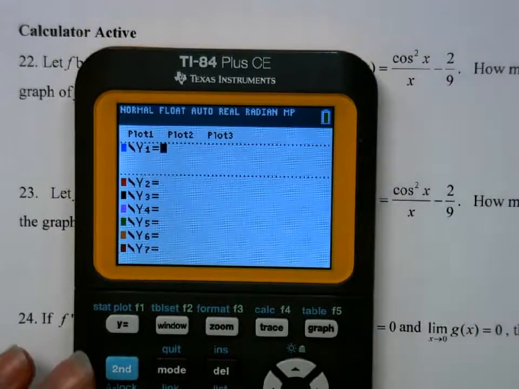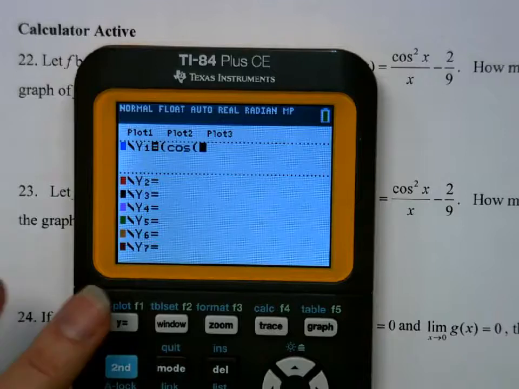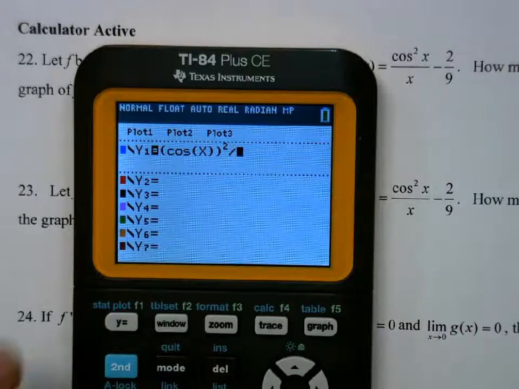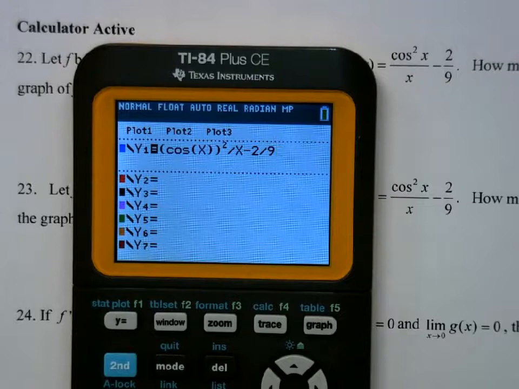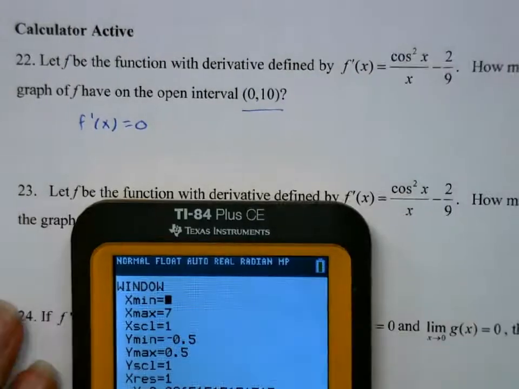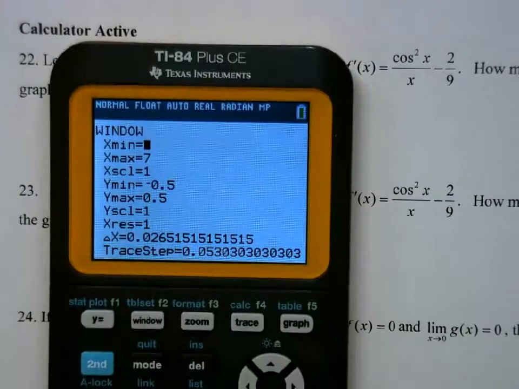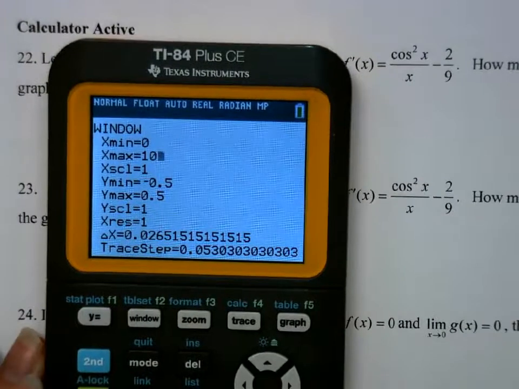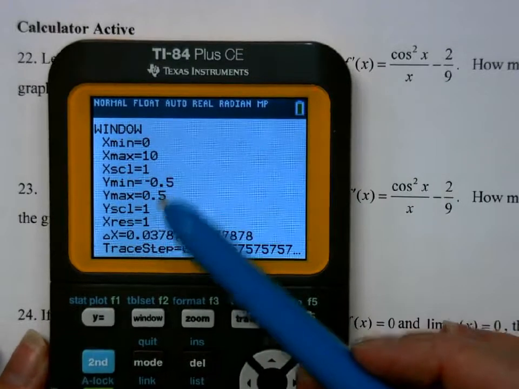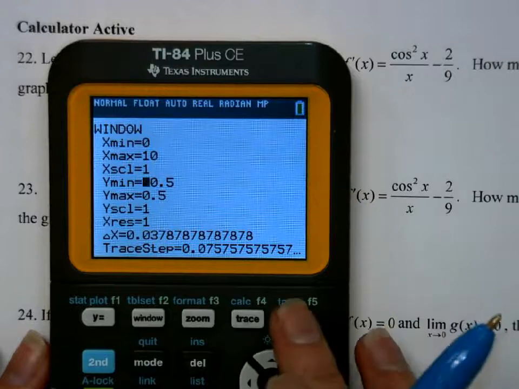Okay, cosine squared is the same as cosine of x squared. So the cosine in parentheses, then square it, divided by x minus 2/9, and you could do the fraction thing. For our window, we have a specific interval, so those are going to be our 0 to 10. For my y min and my y max, I'm looking for my zeros. So going from negative 0.5 to 0.5 should be sufficient.